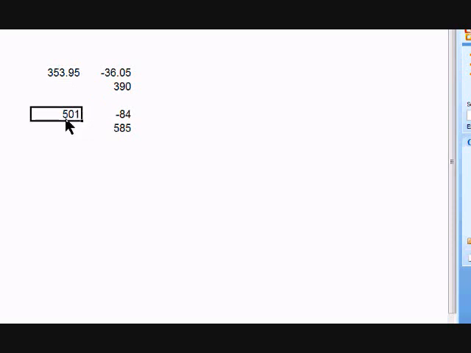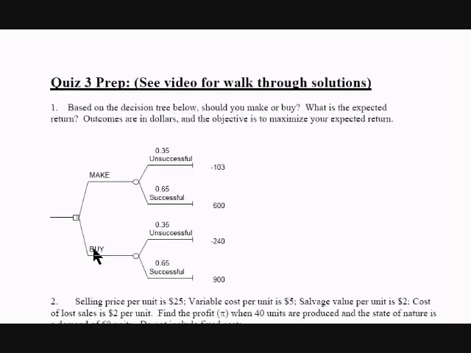So in a decision tree, we're going to choose the branch of the tree. We're going to get rid of the one with the smallest, so we won't use this branch at all, and we will go here. So 501 is going to be our expected value, and that's going to be on the buy decision. So the solution to this would be buy and 501.